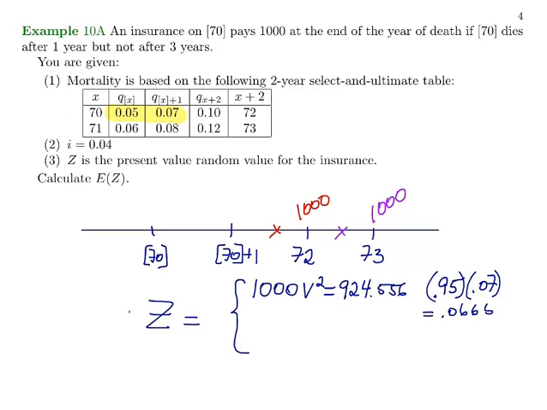All right. The other possibility is that he dies between age 72 and 73. In that case, the payment occurs at 3 years from now, and so the present value is 1,000 V cubed. And again, we can compute that. That's 888.996.